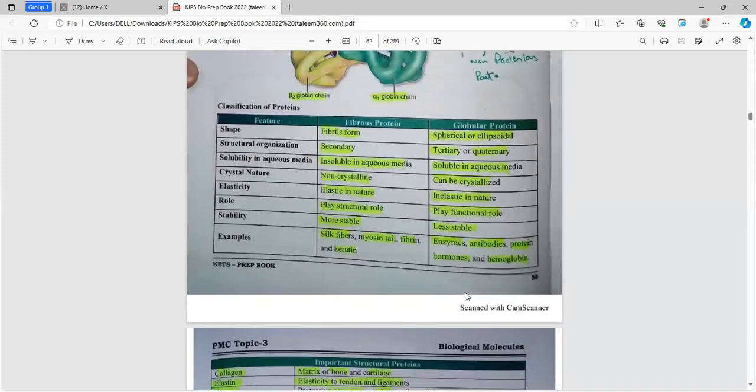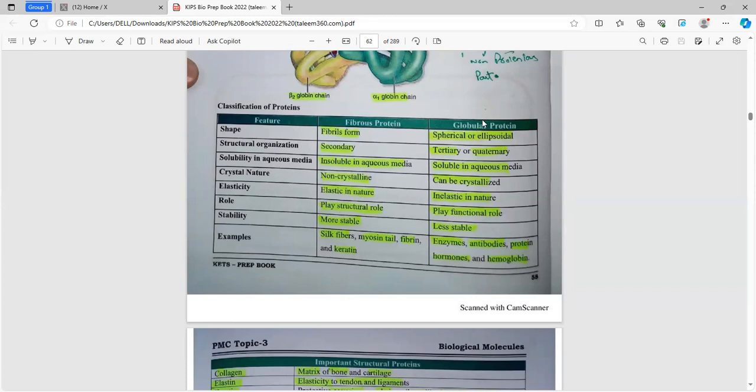Now, here are the differences between fibrous and globular proteins. As the name suggests, fibrous proteins basically have a structural role, since they are used to make fibers such as cell fibers, myosin, and fibrin. However, globular proteins are basically involved in making enzymes, so they have a more functional role. Obviously, the functions of the two are opposite to each other. Since fibrous proteins are elastic, globular proteins will be non-elastic.